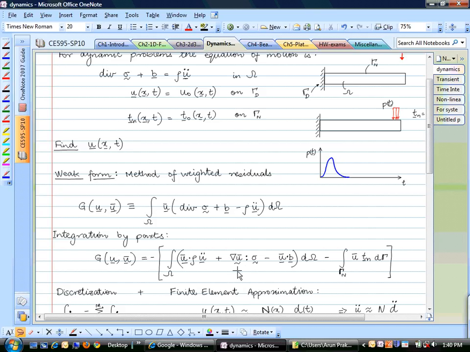This term was the internal virtual work like we had before. What is left is u bar times b, which is the external force, and some boundary terms. Those boundary terms came from the integration by parts of this div sigma. So this plus this was what we got from the integration by parts. So the only new term here is this term.